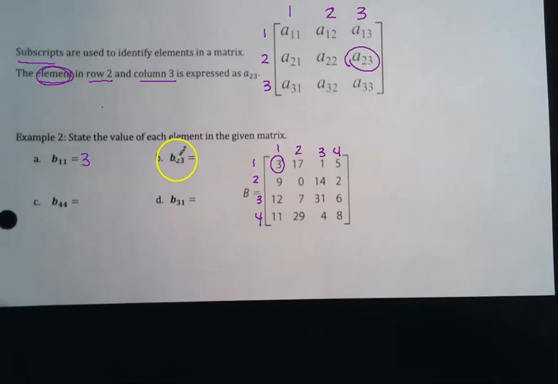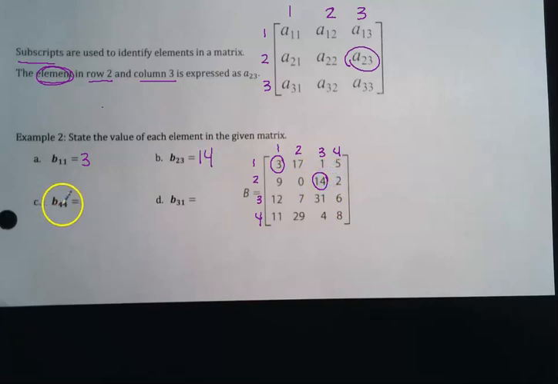Okay, what's element B, 2, 3? Again, B is just the name of the matrix, although when we're looking at it as an element, it's lowercase. And we want 2, 3. So the second row, pardon me, the third column, this one. So that equals 14.